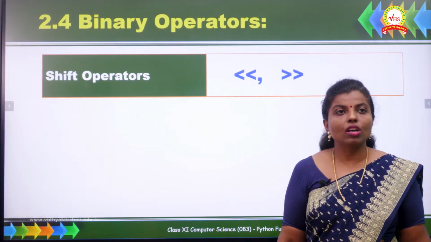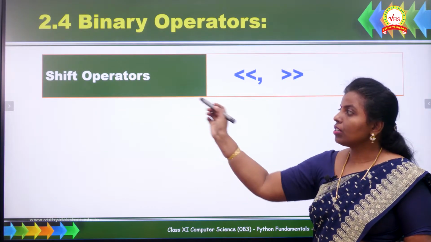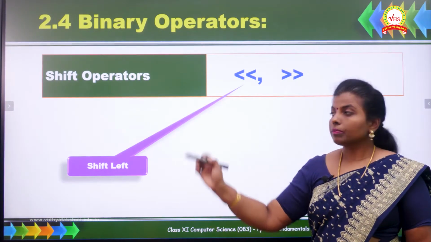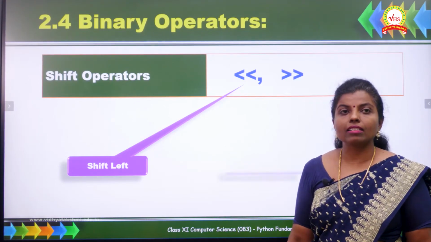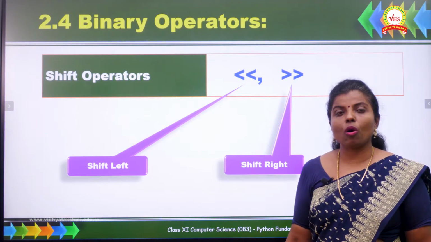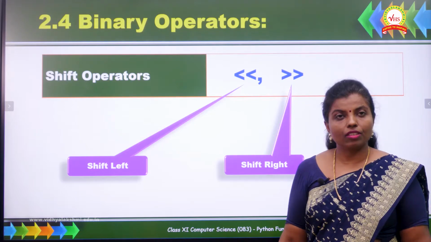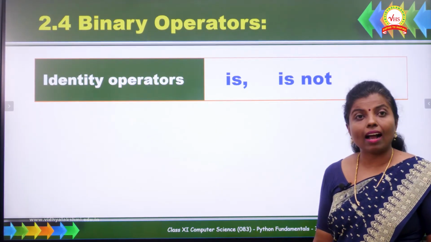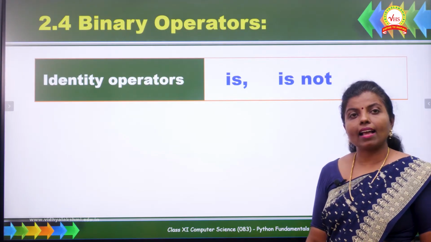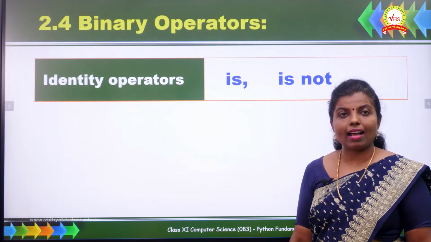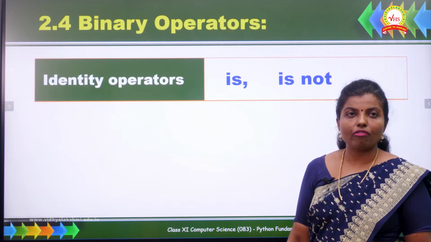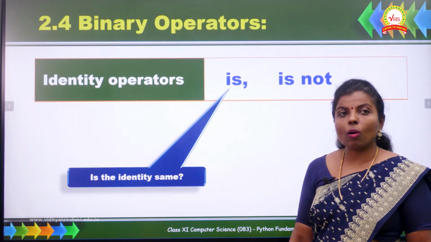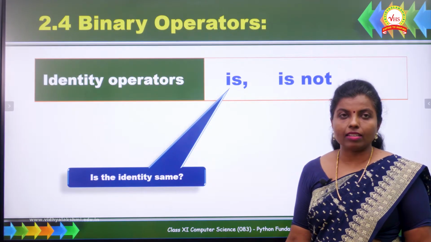Now let us move on to the next operators. They are shift operators. These shift operators are shift left and shift right. So these two operators are provided as the shift operators of Python. Let us move on to the next operator, the identity operator. Is and is not are provided as the identity operators of Python. Let us see what is the purpose of is and is not. The is operator checks whether the identity is the same.